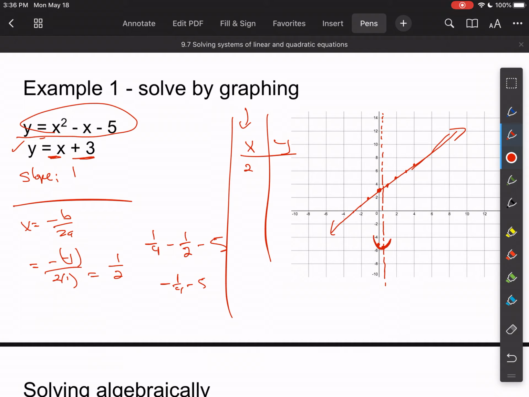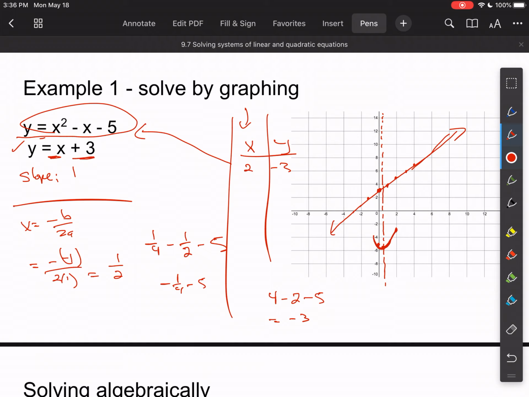Again, I'm graphing this one right now, so I'm going to plug a 2 in for x there. I get 4 minus 2 minus 5, right? 2 squared is 4, minus 2 minus 5. 4 minus 2 is 2, 2 minus 5 is negative 3. So if I plug a 2 in, I get negative 3. Okay, so I'm right there.